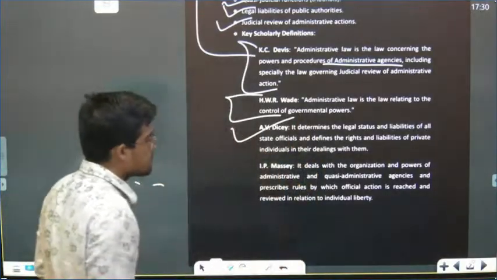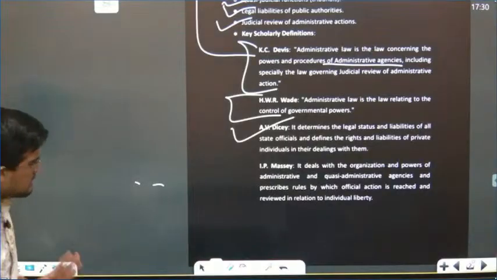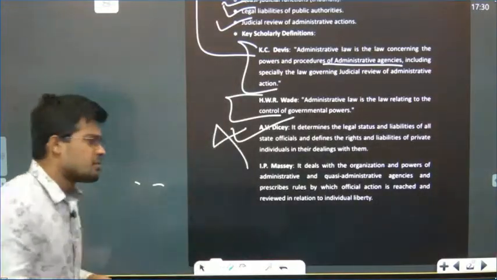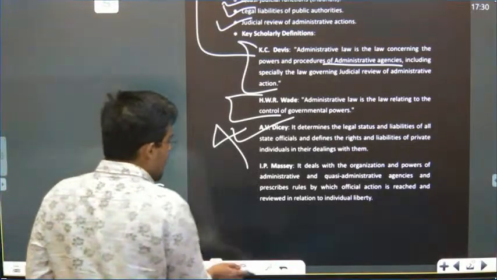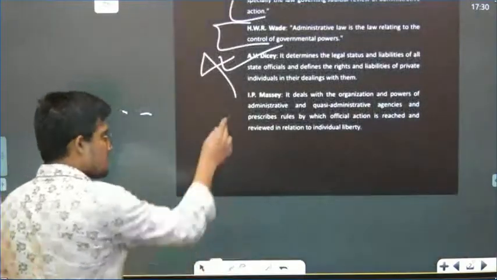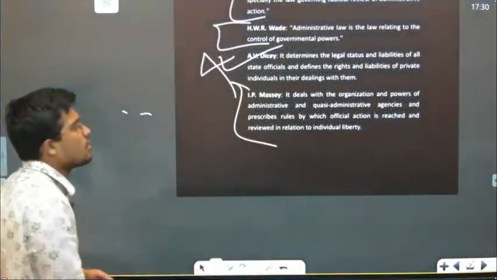A.V. Dicey will say, basically, I'll remove Dicey's here because Dicey was very much against administrative law. He says there is nothing called administrative law. I.P. Massey, he's a scholar of law.